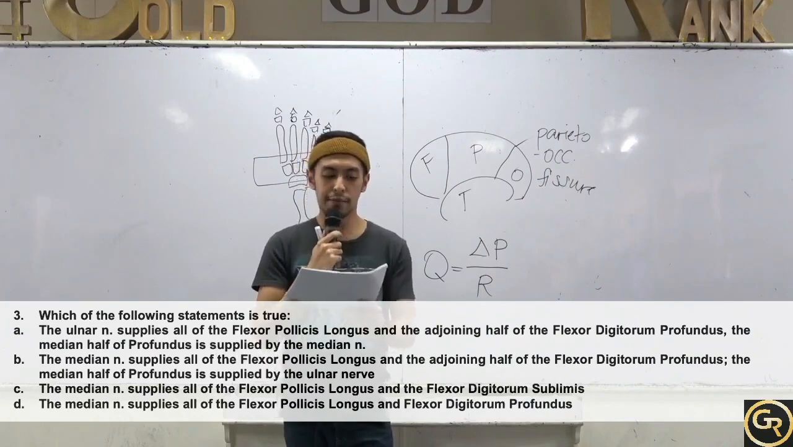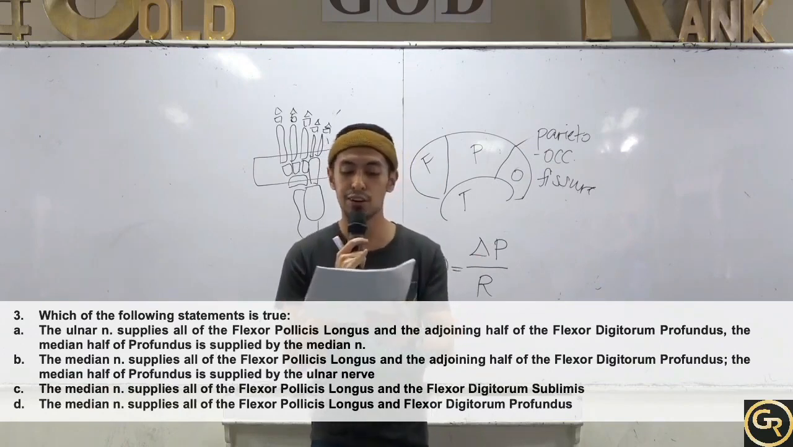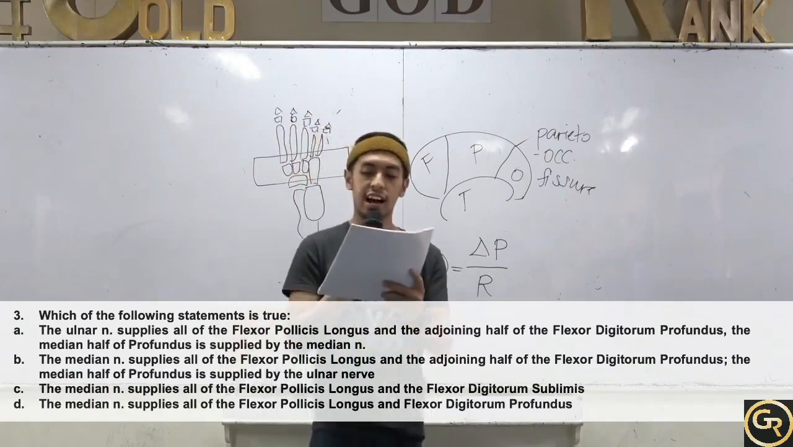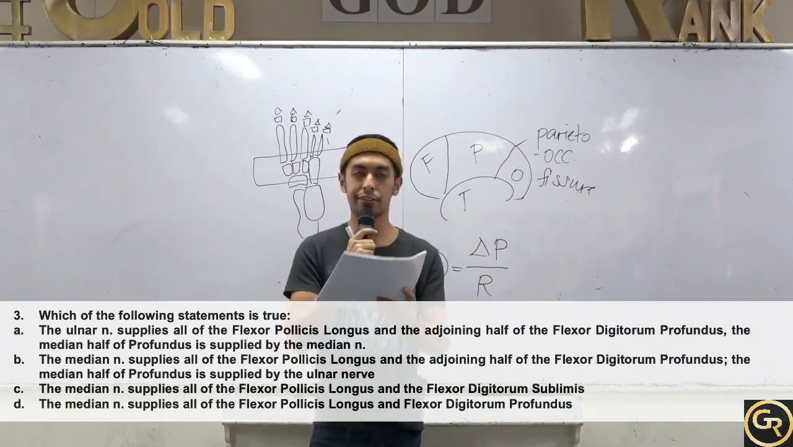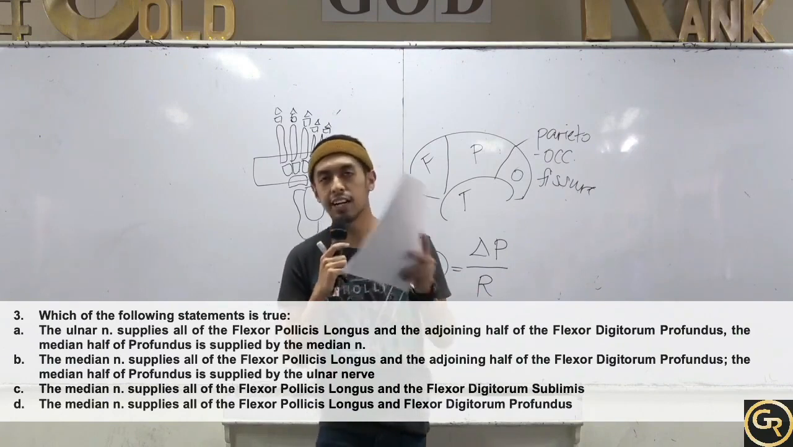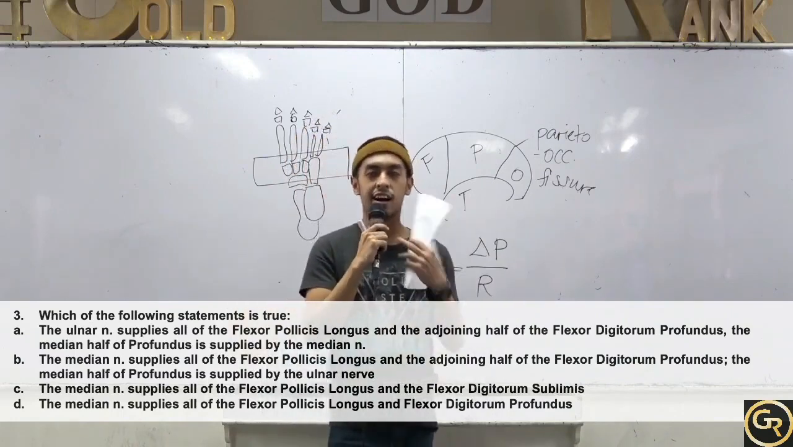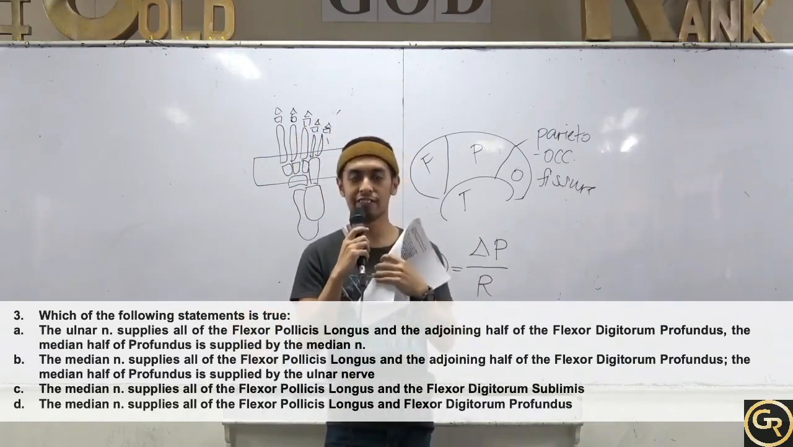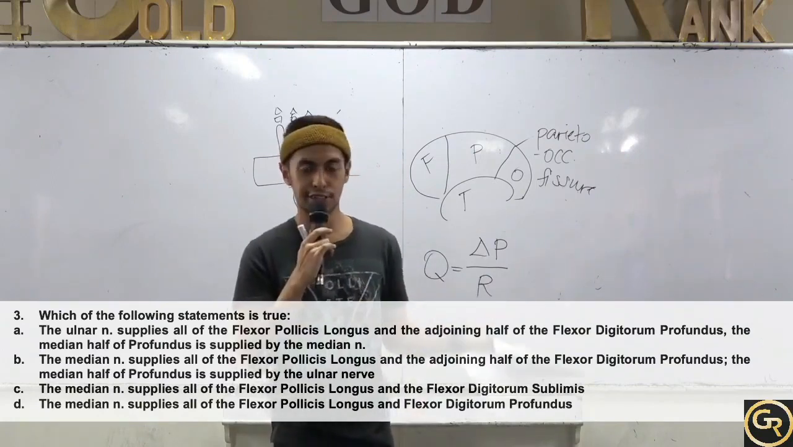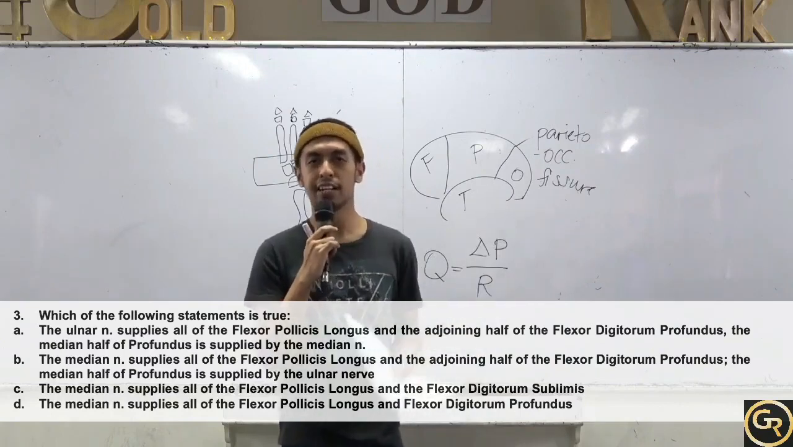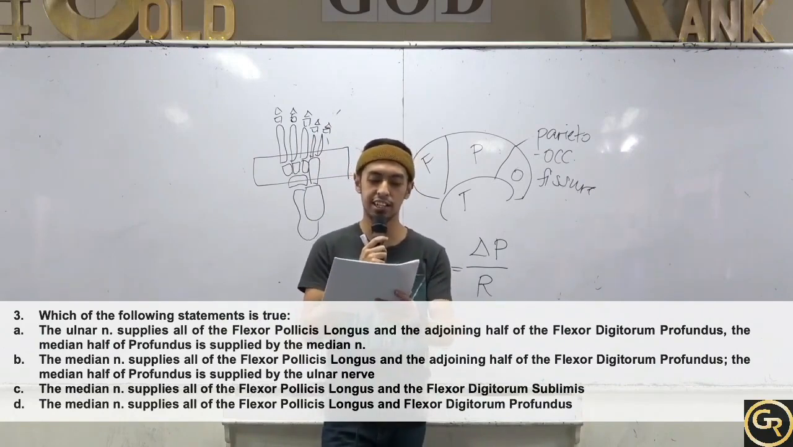Okay, unahan ko na kayo. Based from your Basmajian, if you would look at letter B, the median nerve supplies all of the FPL and the adjoining half of the FDP. The median half of the profundus is supplied by the ulnar nerve. Tama po ba tayo dito? Yes, okay? Your FPL is innervated by the median nerve as well as your FDP, okay? The lateral portion of your FDP would be also innervated by the median nerve. But the medial portions of your FDP would be innervated by your ulnar nerve, okay? Your ulnar nerve. So number 3, letter B.